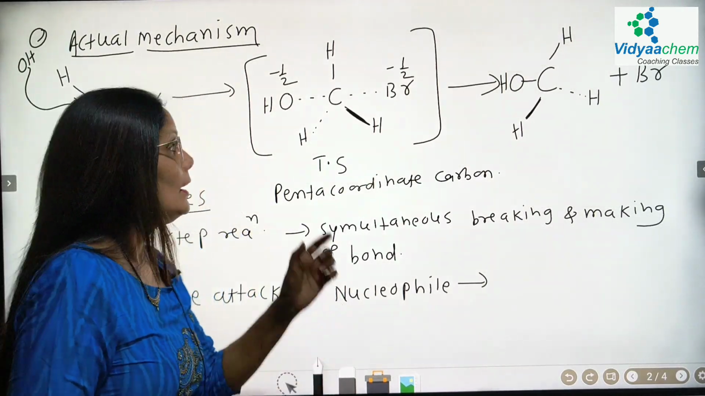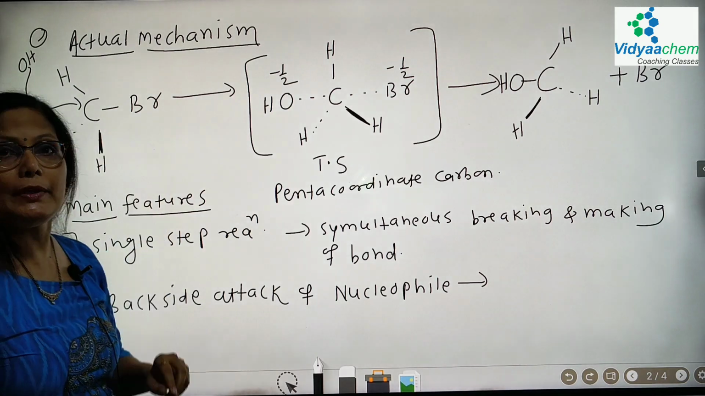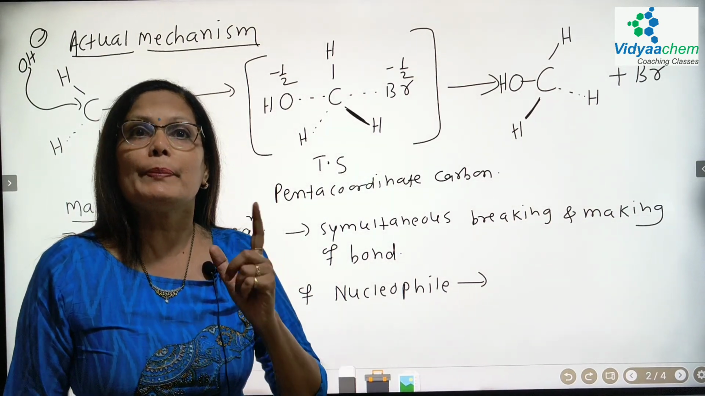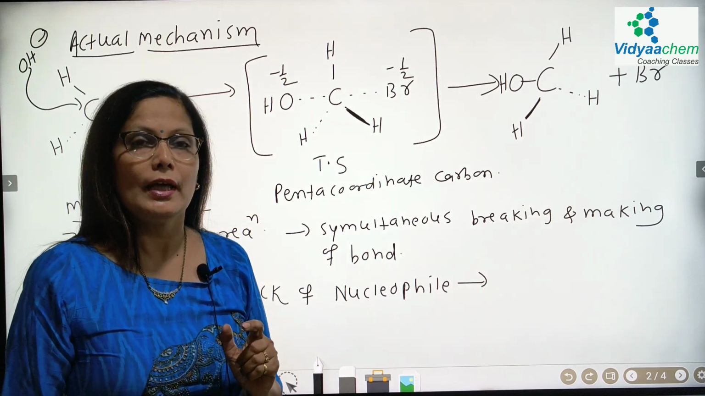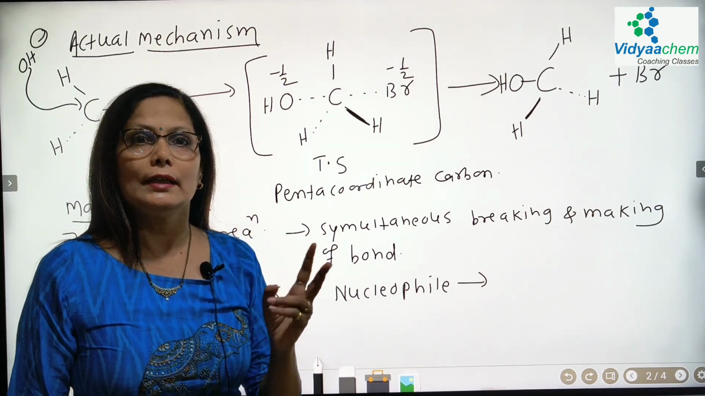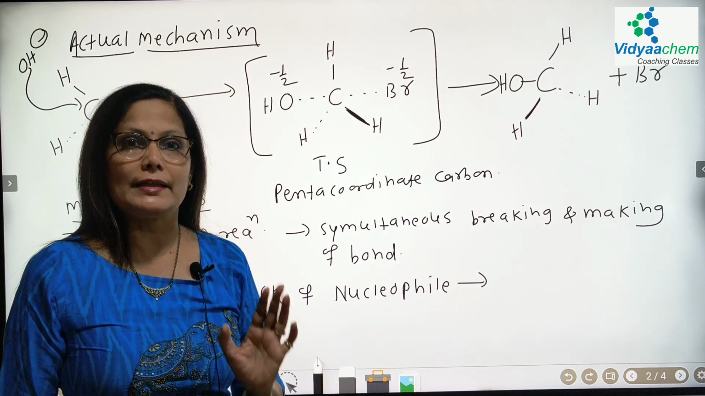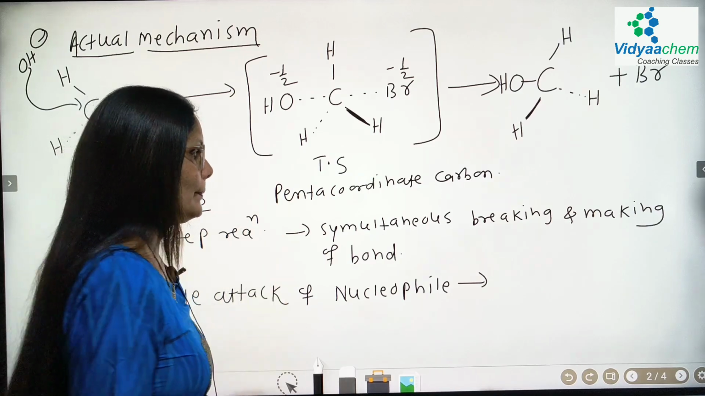First reason is that your leaving group is negatively charged and the incoming nucleophile is also negatively charged, so repulsive interaction takes place. And the second reason is crowded groups. If crowded groups are present, then backside attack is more favorable.